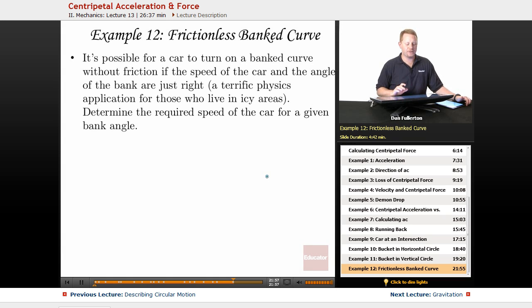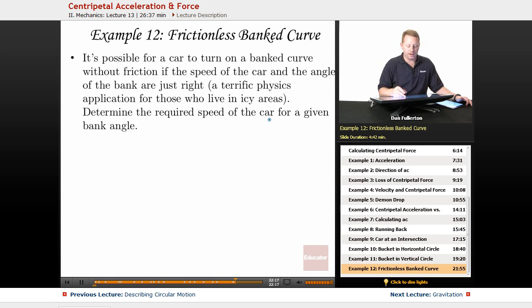It's actually possible for a car to turn on a banked curve without friction if the speed of the car and the angle of the bank are just right. This is a terrific physics application for folks who live in icy areas. Especially when the roads freeze over, they try and design the banks at angles so that the cars don't need a whole lot of friction.